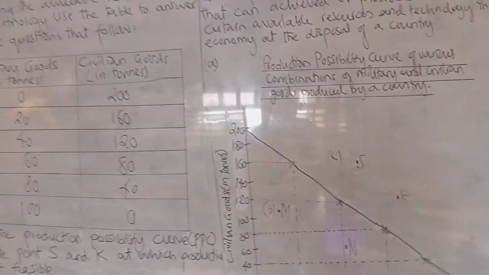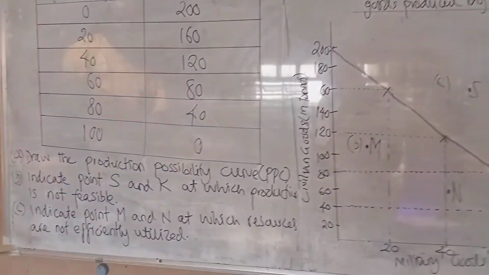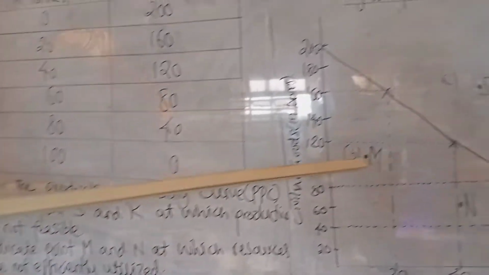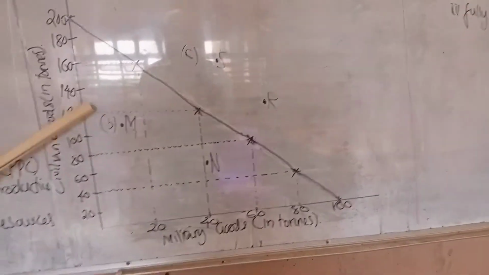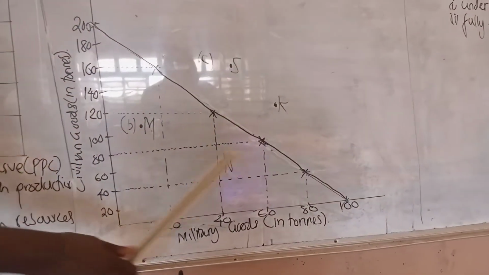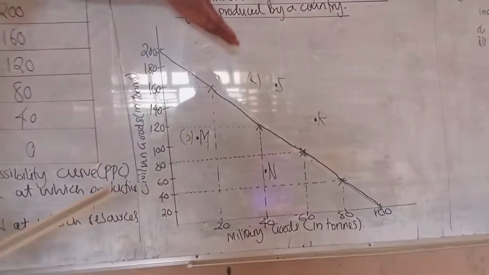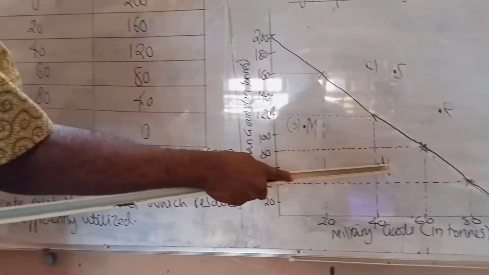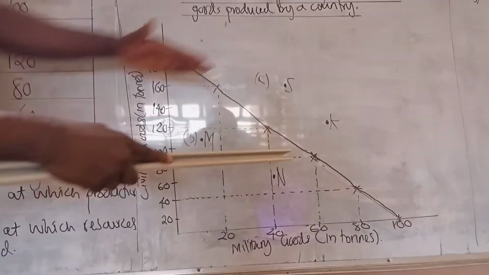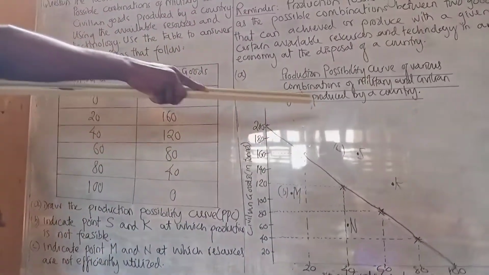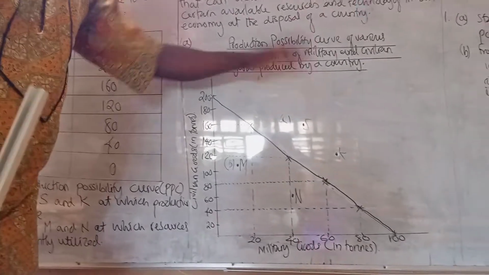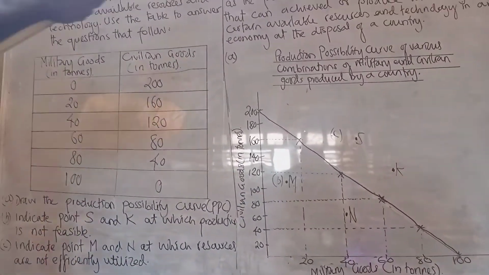Now indicate points M and N at which resources are not efficiently used. Here are your points M and N. They are underutilized. The economy still has some resources left untapped; they have not reached maximum production. So it is not efficiently utilized. Points M and N inside the PPC are not efficiently utilized, while points outside the PPC are unattainable.